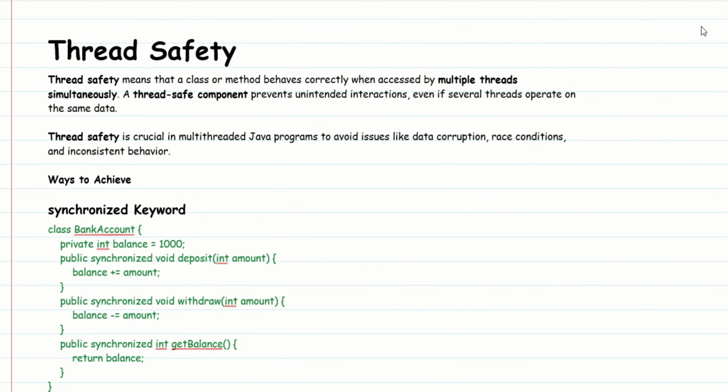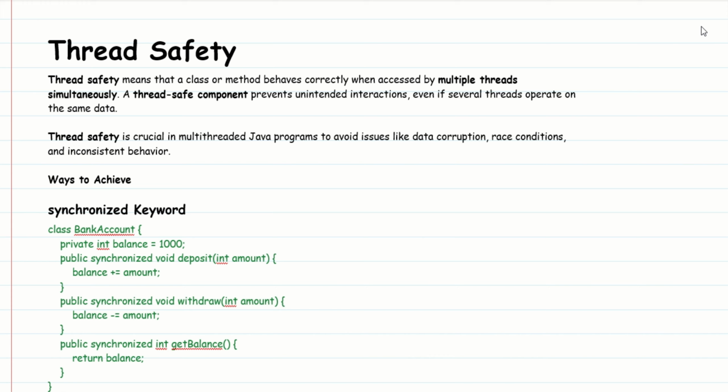Thread safety means the class or a method behaves correctly when accessed by multiple threads simultaneously. A thread-safe component prevents unintended interactions even if several threads operate on the same data. So thread safety is crucial in multi-threaded Java programs to avoid issues like data corruption, race conditions, and inconsistent behavior.